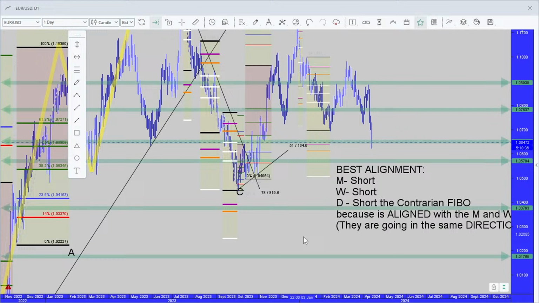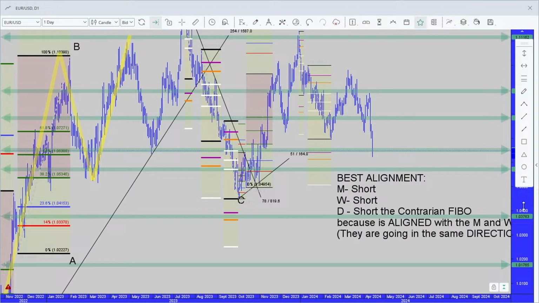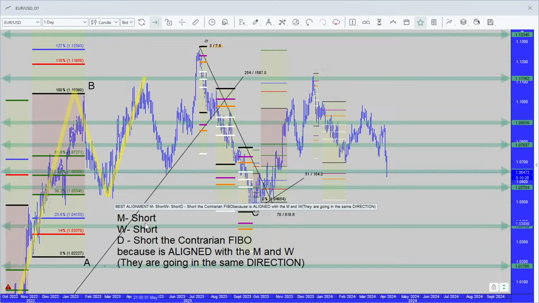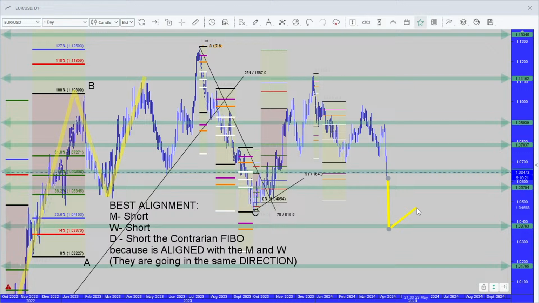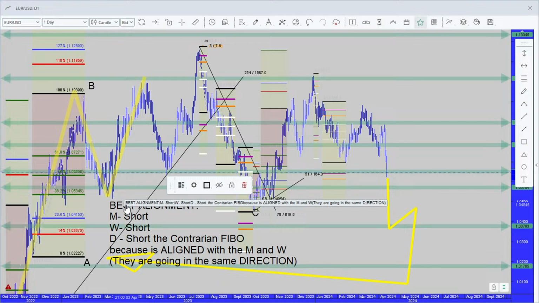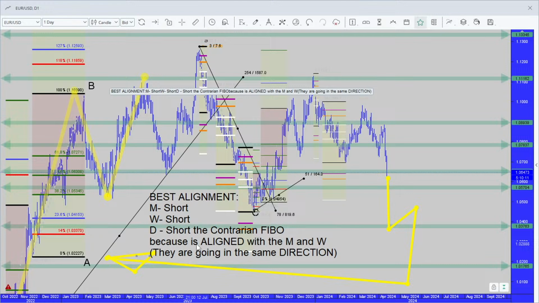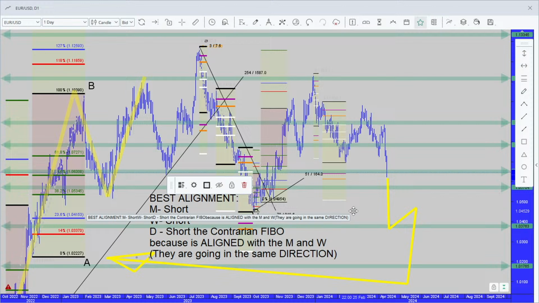If Fibonacci theory works, the monthly and the weekly Fibonacci are going to break the original Fibonacci on the daily. Wow, right? So, boss, what do you mean? Do you mean that if I'm buying euro dollar, am I trading on the lower probability side? And the answer is yes, everybody.